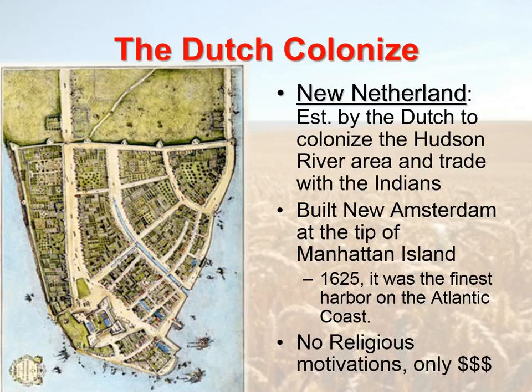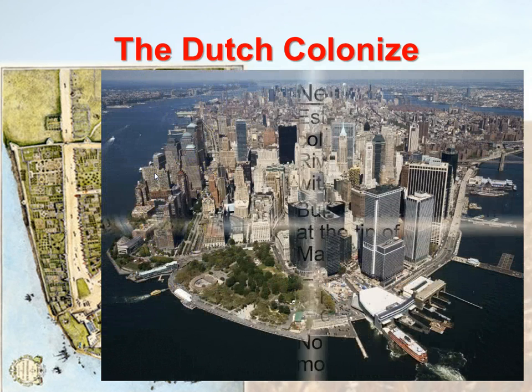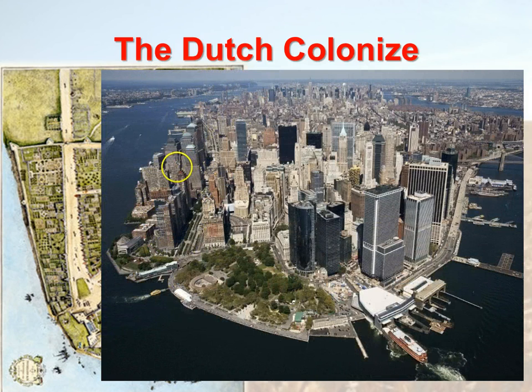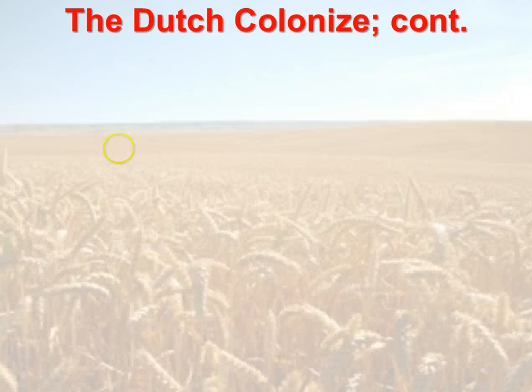They had zero religious purpose for being here. Their motivations were strictly about financial gain and money. And therefore, when they colonized again, they established Manhattan Island as exactly what it is today, kind of the financial hub of the world. And this is what it looks like nowadays. So, anyway, probably one of the coolest cities in the world.